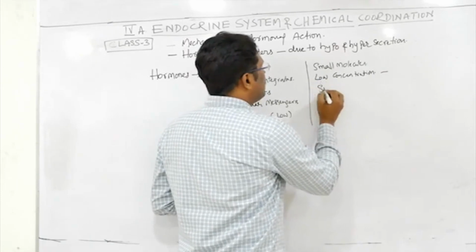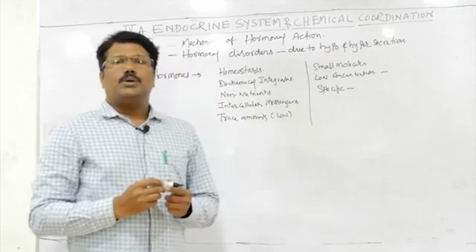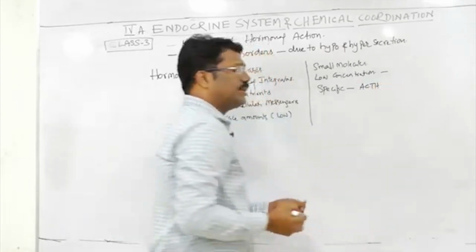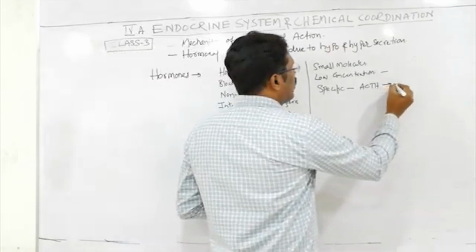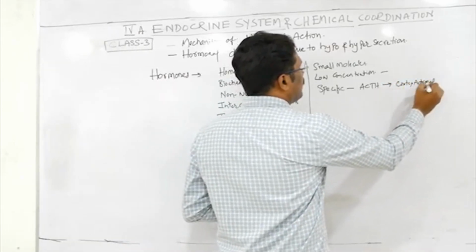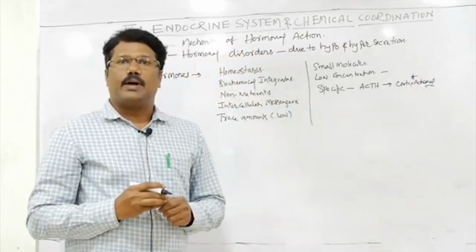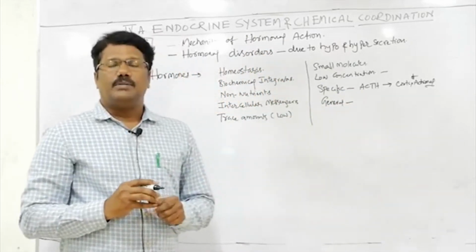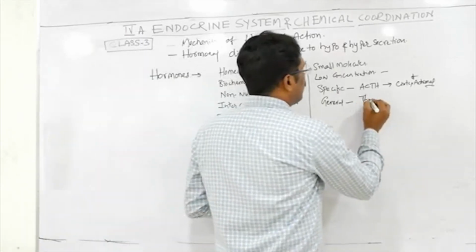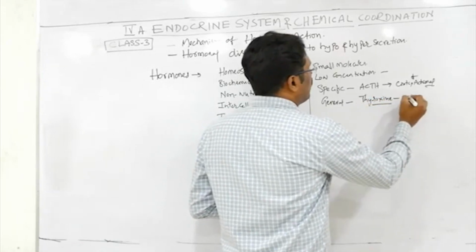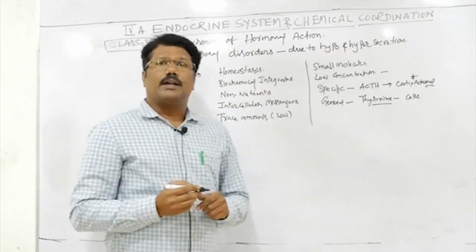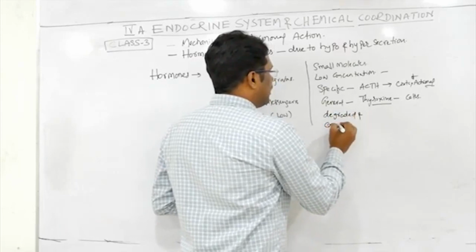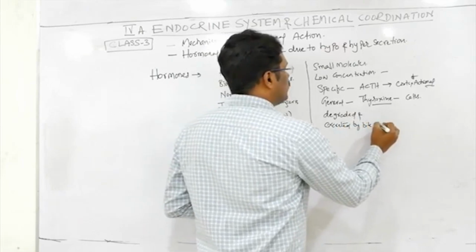And they are highly specific, means they show the impact or influence on a particular type of cells only. For example, the hormone ACTH, adrenocorticotropic hormone, influences only the cortex region of the adrenal. No other cells are influenced by this particular hormone, whereas some are general. So that means these hormones will have influence on every cell of the body. For example, thyroxine shows its effect on all the cells of the body, and these are degraded by the cells after their influence, and they are excreted by bile as well as by the kidney also.